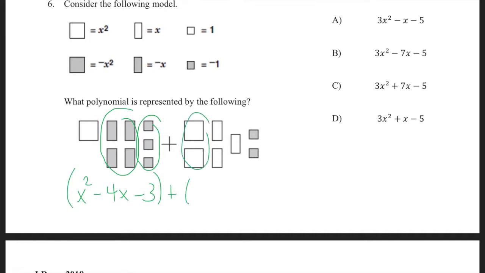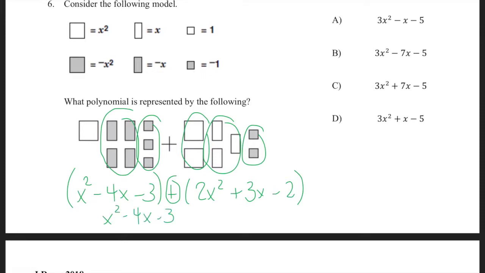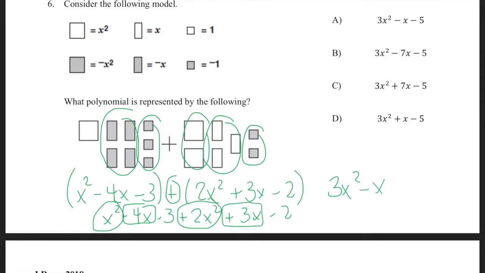Plus, I've got 2x squared, 3x minus 2. All right, so since it's plus, I can rewrite it without the parentheses, and I can just rewrite it how it is. And simplify. So x squared plus 2x squared would be 3x squared. Negative 4x plus 3x would be negative x. And negative 3 minus 2 would be negative 5. And it looks like our answer is A.